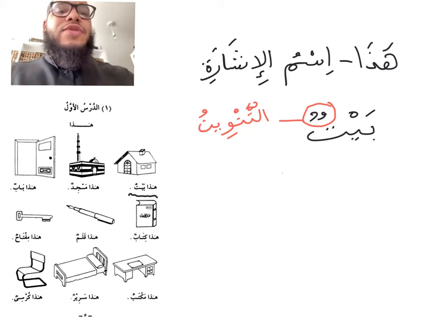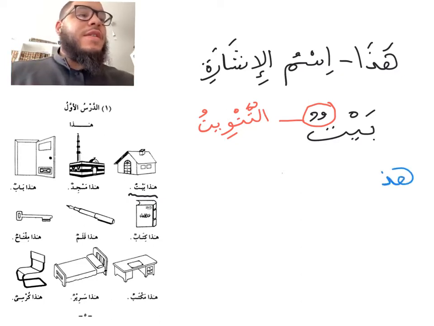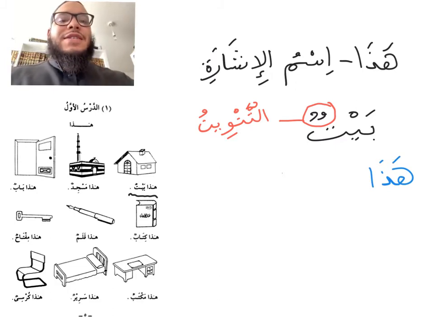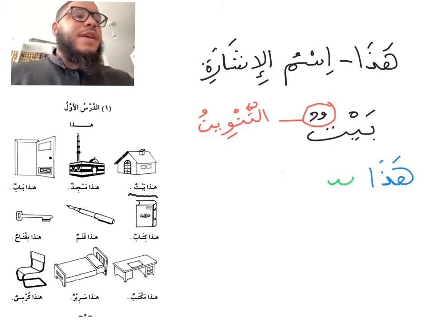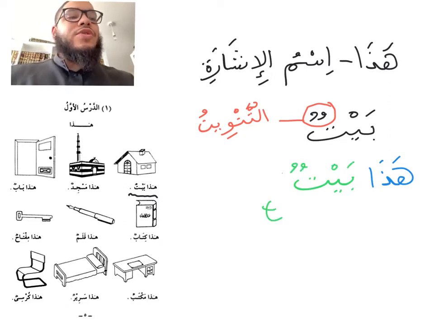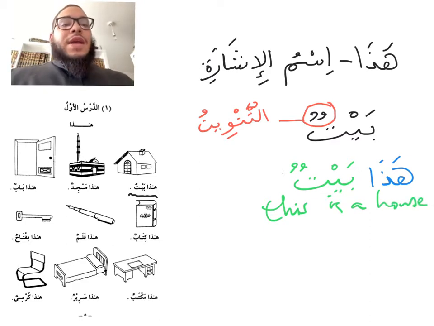So here we have two parts. We have هذا. هذا meaning "this is." Baytun, this is a house. So we use this either for nouns that are rational, i.e. humans. Whenever we refer to rational nouns in the Arabic language, this means a noun is referring to a person. Irrational is objects and animals.